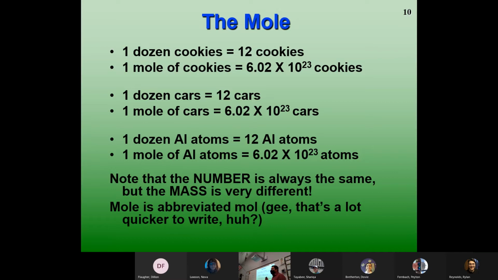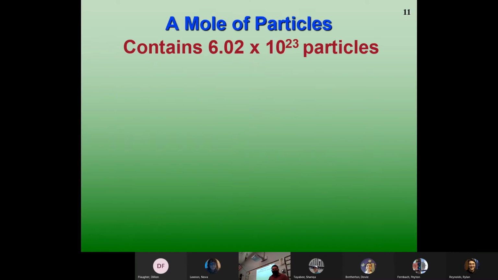The mole is abbreviated. It's only 4 letters long. It's abbreviated mol, which saves me a split second not to write that E on there. But that is the abbreviation for the mole when you see it written out, mol.